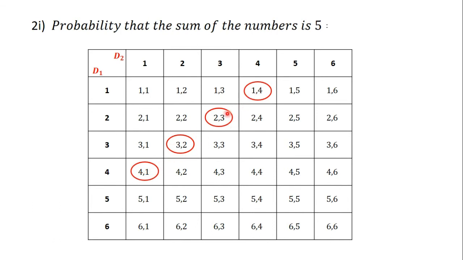These are the only members that when you sum them, you are going to get 5. We have 4 of them. So the probability is 4 divided by the total, which is 36. And that will give us 1 divided by 9.